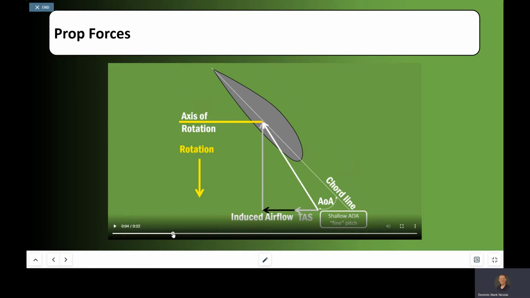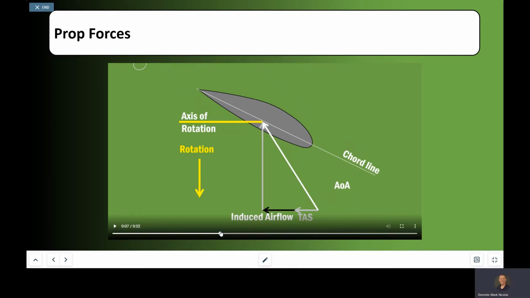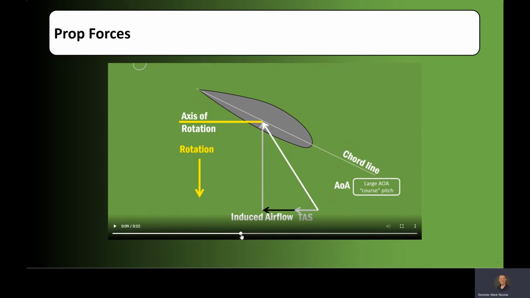When we want the blade to go to a steeper angle of attack, this is what it pretty much looks like. We can now see that the angle between that resultant vector or that relative wind vector here and the chord line makes for a much greater angle of attack. And that is what we would call coarse pitch. It's a large angle of attack. Again, those are some terms you probably hear interchangeably there.